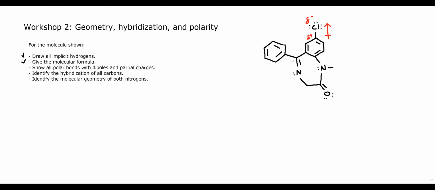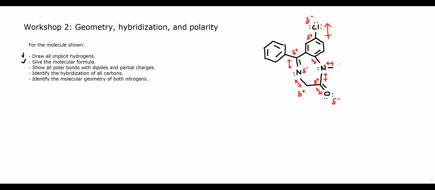What other polar bonds do we have? The C-N bond. So we have a dipole towards nitrogen in both directions here from those carbons, making those carbons partially positive, and the nitrogen here partially negative. The C double bond O, of course, we have a dipole towards oxygen, making the oxygen partially negative and the carbon partially positive. And on this nitrogen, we have dipoles in every direction towards it.